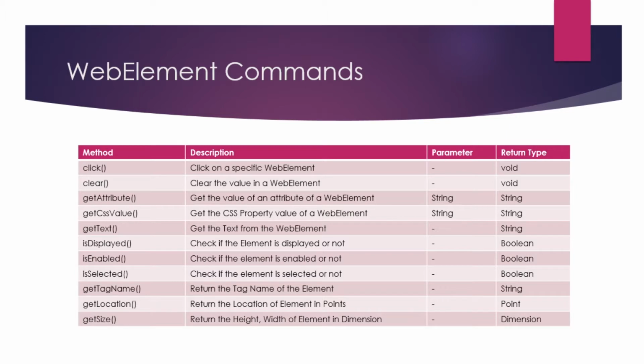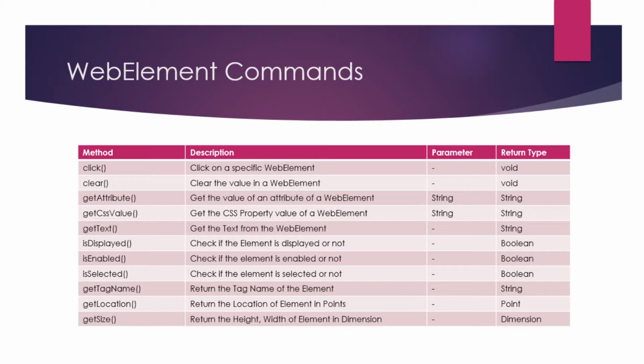There are various web element commands provided by Selenium that help us interact with the web application to perform certain tests: click, clear, get attribute, get CSS value, get text, is displayed, is enabled, is selected, get tag name, get location and get size. Each of these methods has a different function, which we'll look into one by one.